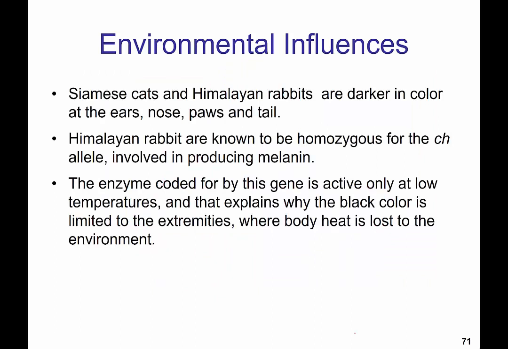Another example of environmental influence is looking at Siamese cats and Himalayan rabbits. They're darker in color on the ears, nose, paws, and tail. The Himalayan rabbit are known to be homozygous for the CH allele involved in producing melanin. That's the same pigment that's responsible for pigmentation of our skin and eyes. The enzyme coded for this gene is active only at low temperatures, and that explains why the black color is limited to the extremities, where body heat is lost to the environment, as in the core temperature is going to be a few degrees higher than those in the ears, nose, paws, and tail.